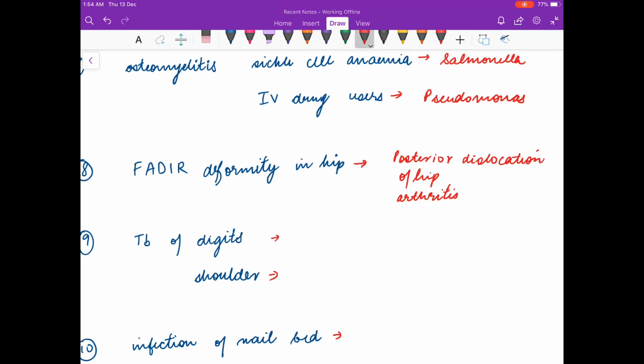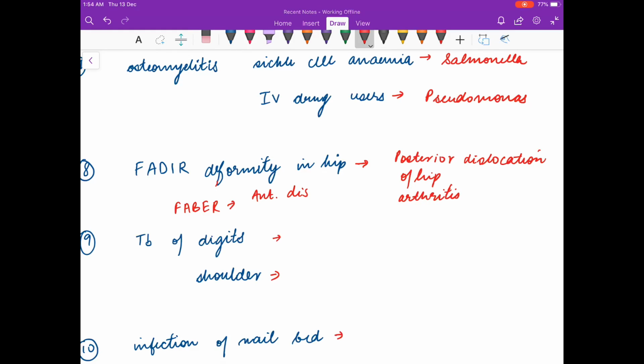Anterior dislocation of hip is seen in Faber deformity. Faber deformity is seen in anterior dislocation and septic arthritis.